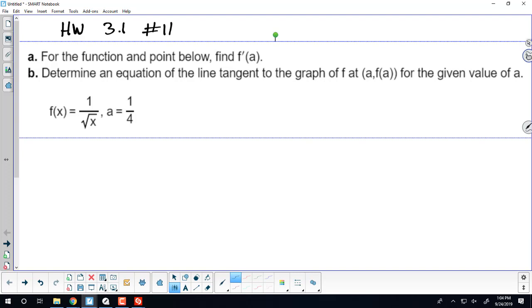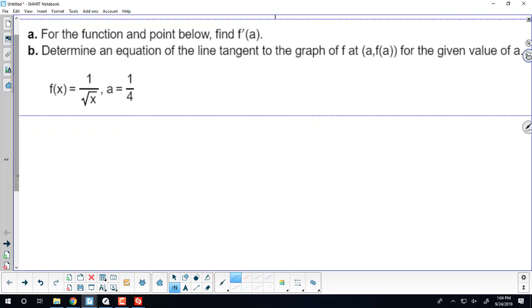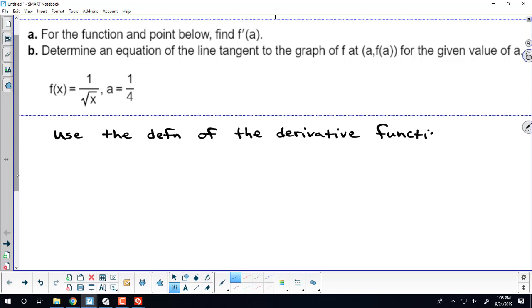Let me back up. I will say that it's more important to be able to find the derivative using the definition than it is using the derivative at a point formula from 3.1. With that in mind, let's look at that just so we can have another example. So we'll use the definition of the derivative function from 3.2.